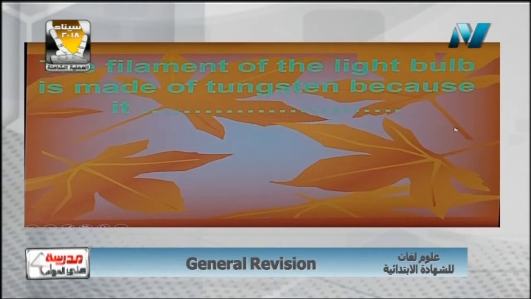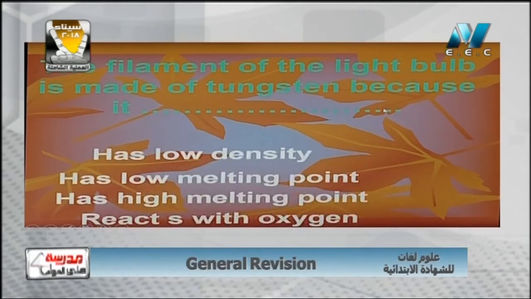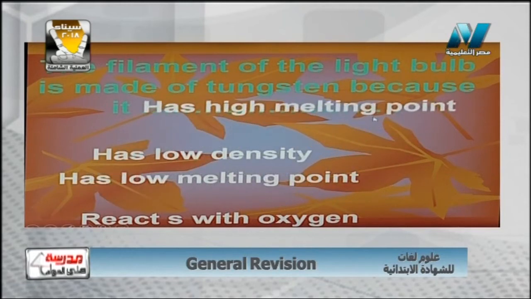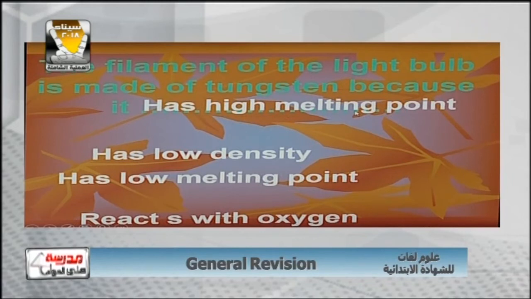The filament of the light bulb is made of tungsten. Here we know it is made of tungsten because what? It has low density, has low melting point, has high melting point, or reacts with oxygen. We have two options in the tungsten: tungsten is a good conductor of electricity, and at the same time it has a high melting point. It has a high melting point.